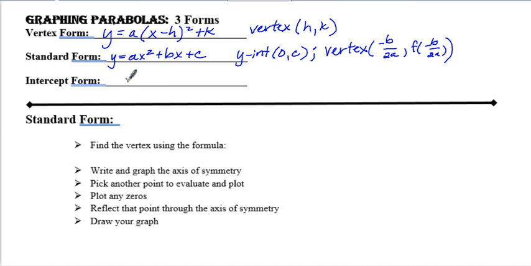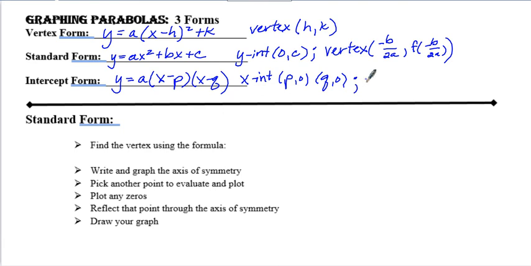Intercept form looks even different. Intercept form looks like this: y equals a times x minus p times x minus q. These factors help you find the intercepts. When we were doing all of our factoring work and we got down to the factored form of a quadratic, we used these to find where it crosses the x-axis, the intercepts on the x-axis. So the x-intercepts come straight off of intercept form, and they're found at p, 0, x minus p set equal to 0 and solved, and q, 0, x minus q set equal to 0 and solved. So that's two pieces of information that are easily pulled out of intercept form.